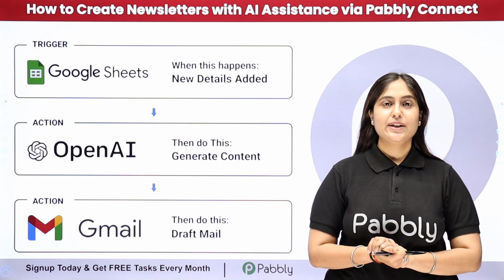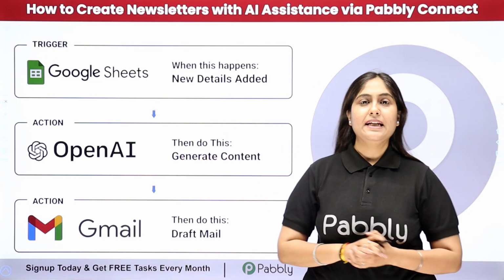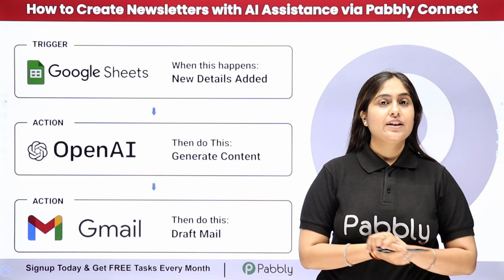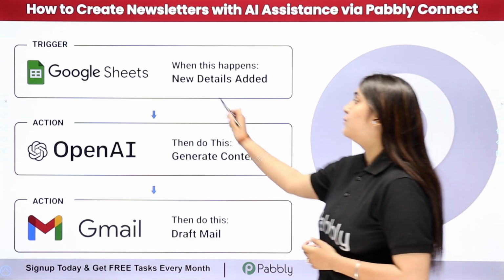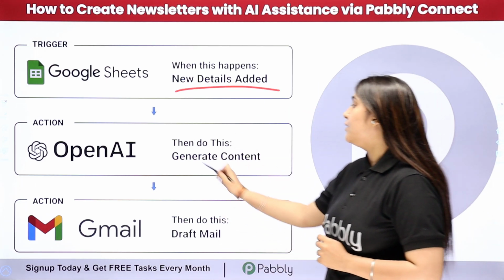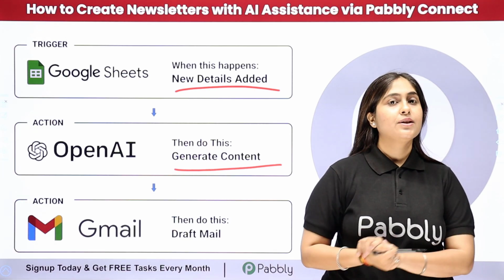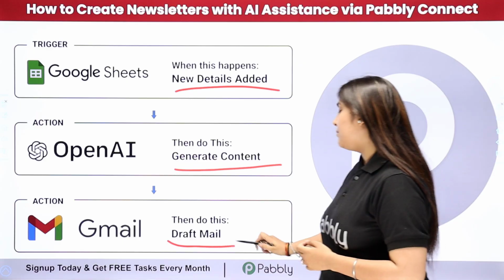In this video, we are going to understand how to create newsletters with AI assistance via Pabbly Connect. As the owner of a content creation company, my objective is that whenever I add a new detail in my Google Sheets, then automatically using the details, OpenAI should generate the newsletter mail, and after generating the newsletter, that should automatically be drafted as a new mail in my Gmail account.